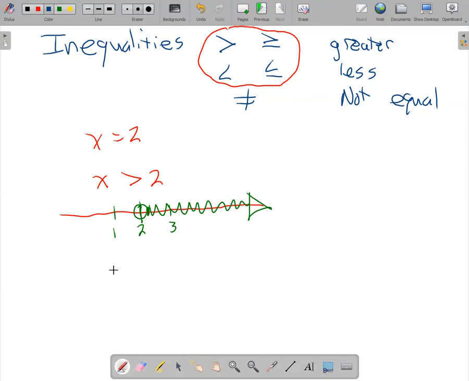Yeah, the open circle is like the greater than. It means you can go to the edge of that, but you can't use 2.